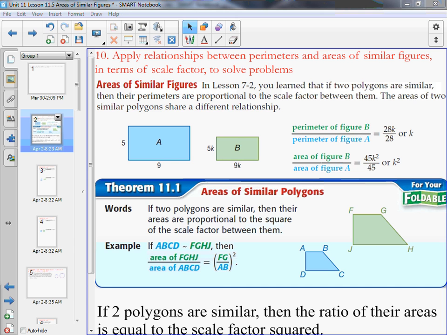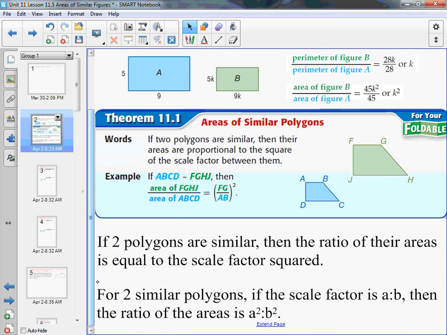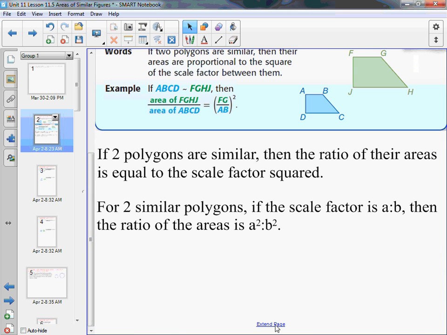Okay? Now, I've written this out myself two different ways. If two polygons are similar, then the ratio of their areas is equal to the scale factor squared. But I'm more partial to the second one here. For two similar polygons, if the scale factor is A to B, and I only wrote it that way because I couldn't make the fraction look right. If you want to write A over B, fine. If the scale factor is A to B, then the ratio of the areas is A squared to B squared.